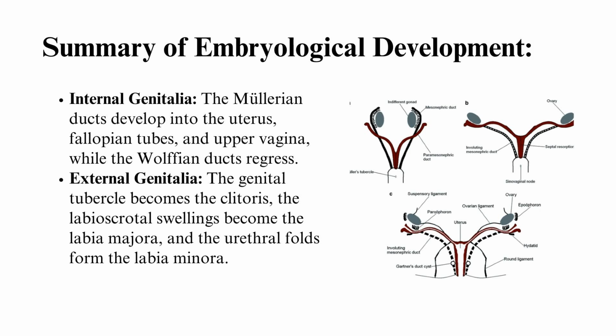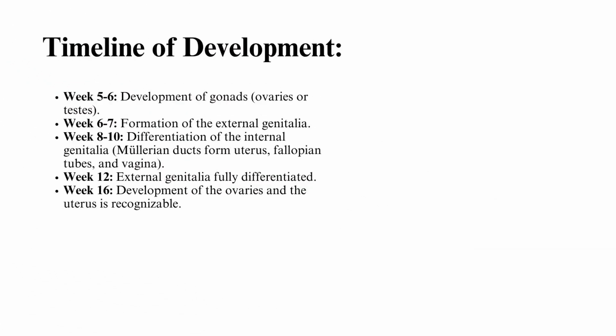Summary of embryological development. Internal genitalia. The Mullerian ducts develop into the uterus, fallopian tubes, and upper vagina, while the Wolffian ducts regress. External genitalia. The genital tubercle becomes the clitoris, the labioscrotal swellings become the labia majora, and the urethral folds form the labia minora.